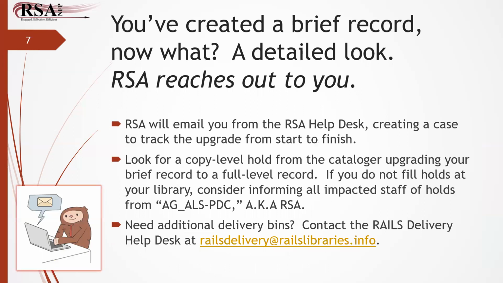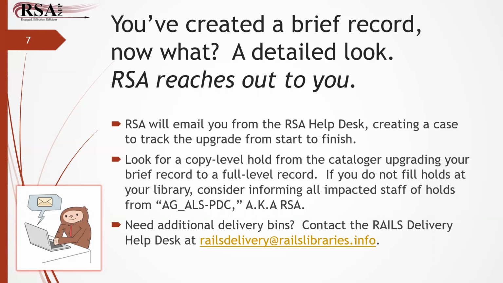When RSA is ready to upgrade your brief item to an OCLC record with full bibliographic description, you will receive an email from the RSA Help Desk. That's help@rsanfp.org, at the email address you entered into the 592 field on the brief record. Emailing you from the RSA Help Desk creates a case, which is used to track the upgrade of the brief record and keep communication about the upgrade all in one place.